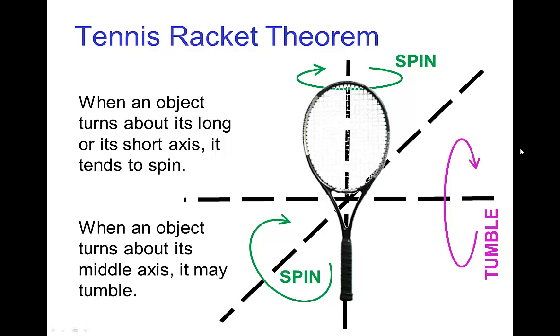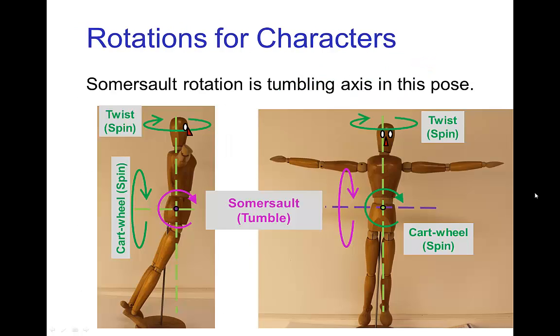Now, another aspect which we saw in a previous video about spinning, tumbling, and wobbling is the tennis racket theorem, which tells us that on some axes we have a stable spinning motion, like the vertical axis or the axis through the center for a tennis racket, but the end over end axis for a tennis racket is unstable to tumbling, so the motion goes into a very irregular type of rotation. For characters, we have something similar.